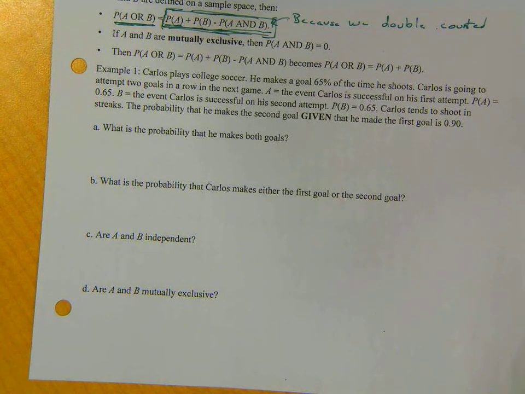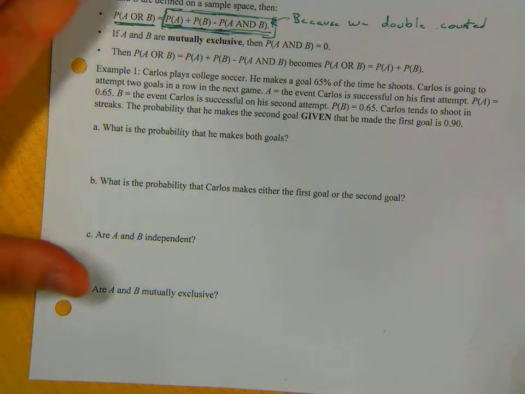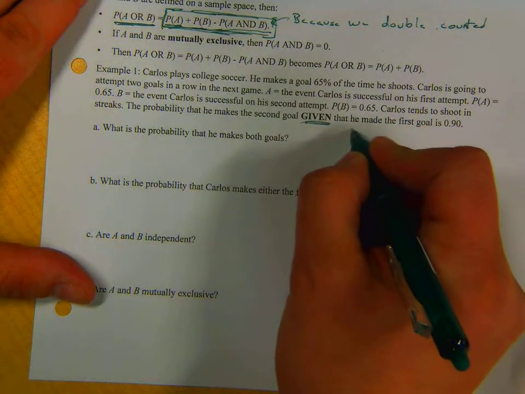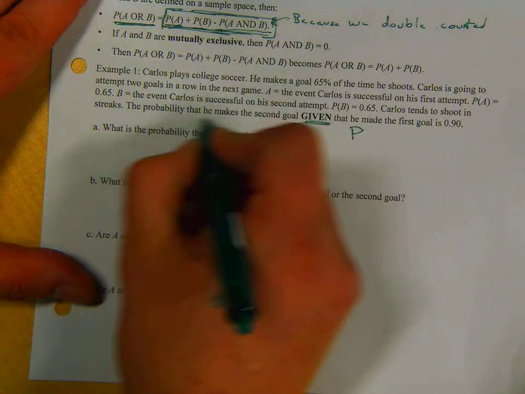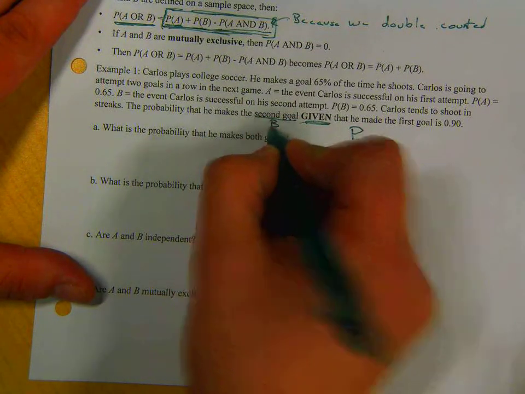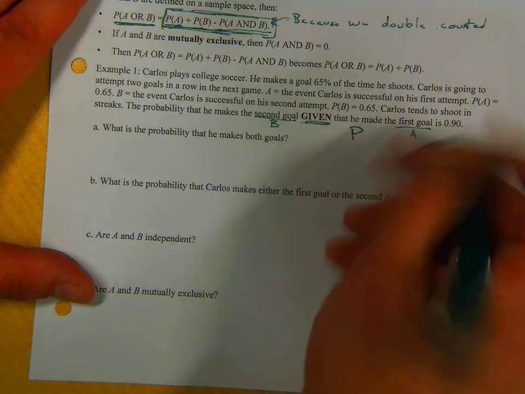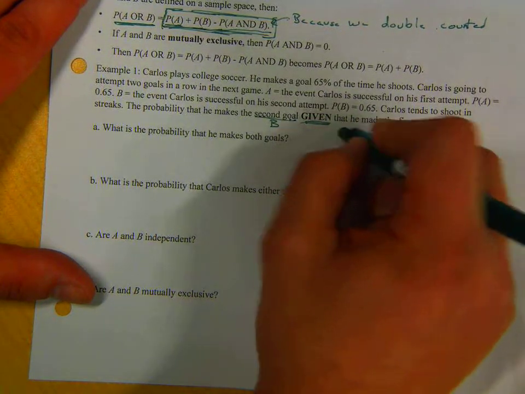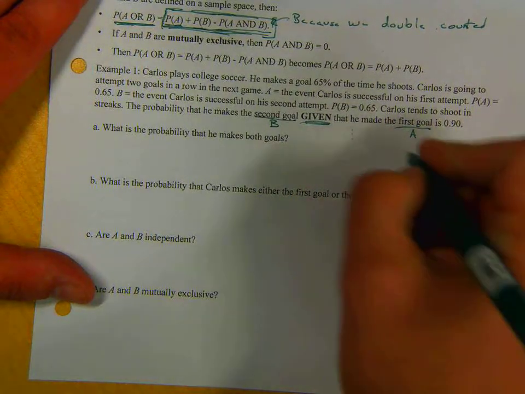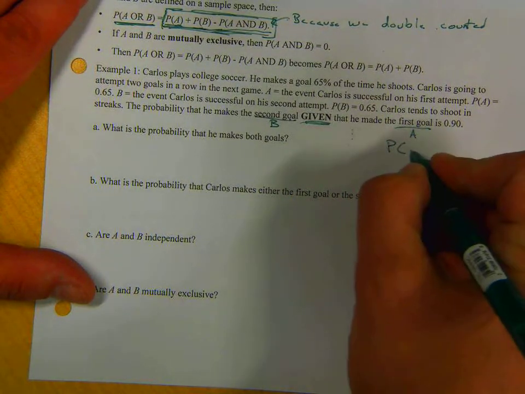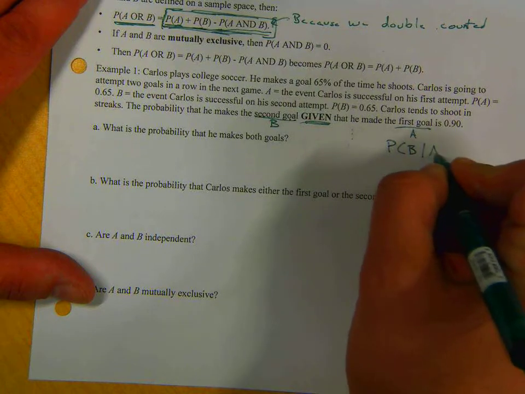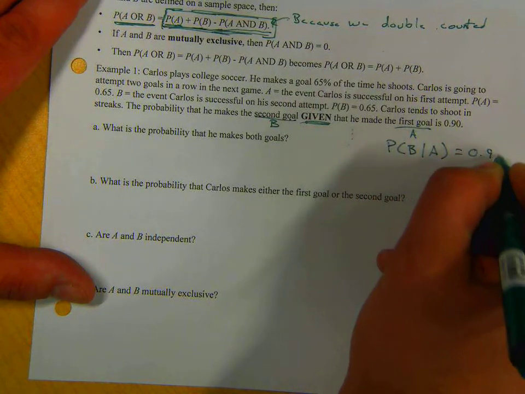So Carlos tends to shoot in streaks. The probability that he makes the second goal given that he made the first goal is 0.90. So that's awesome, Carlos. What we're talking about there, and we're bolding the given to make it really obvious, is the probability that he makes the second goal, which is our B statement, given that he made the first goal, which is our A statement. So what we were just given here is the probability of B given A is 0.90.